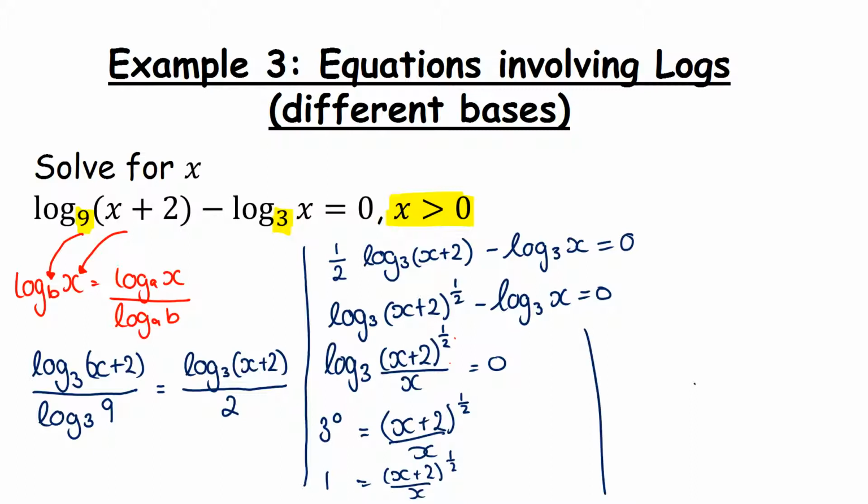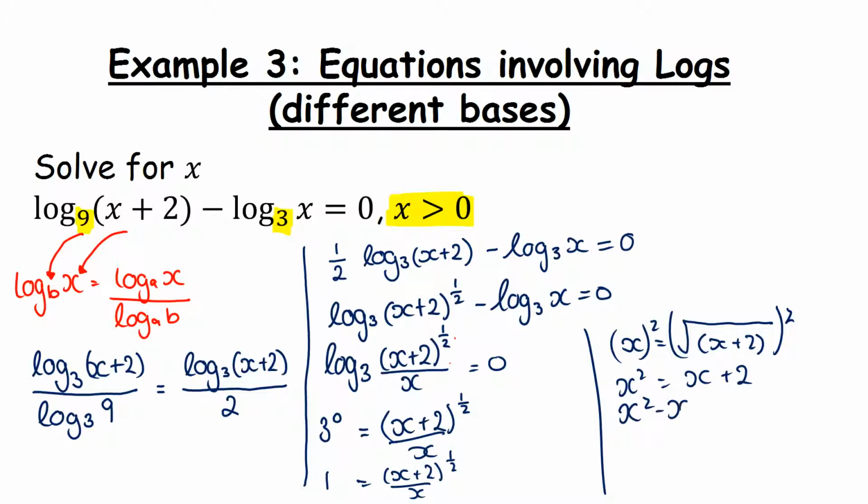Okay, so let's keep going with this. So we're going to multiply both sides by x, so we're left with x equals. Now, instead of a power of a half, I'm going to write this as a square root, x plus 2. Now we're back to a third equation. So here we can square both sides, so you get x squared equals x plus 2. And we can bring this all over, x squared minus x minus 2 equals 0.